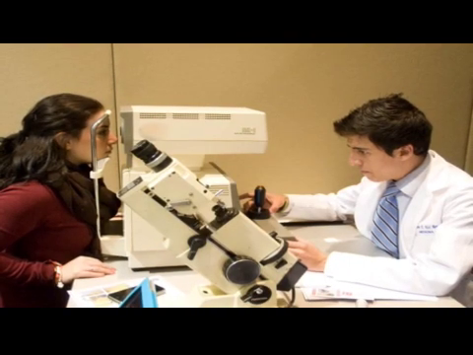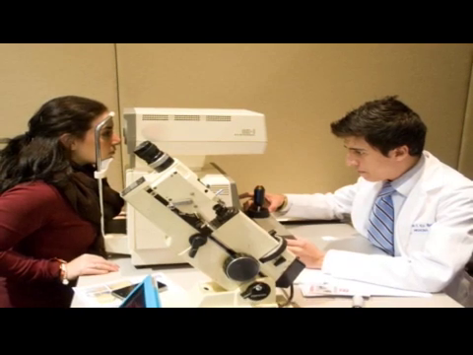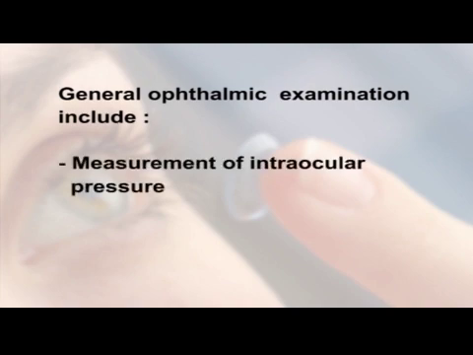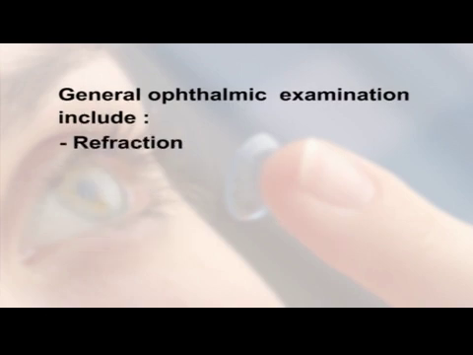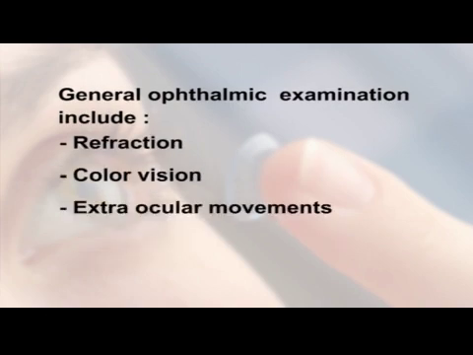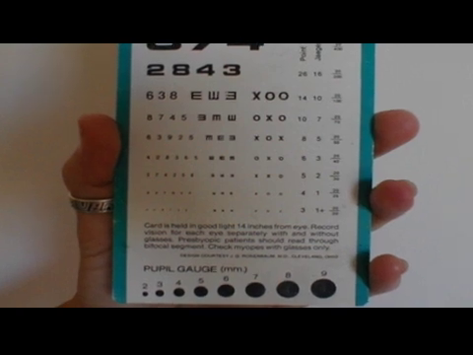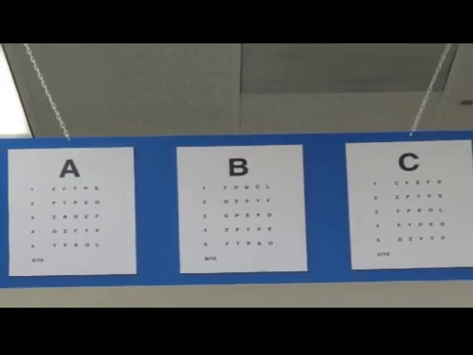Diagnosis of hyperopia is usually done by a comprehensive examination of the eye after dilatation. General ophthalmic examination includes measurement of intraocular pressure, visual acuity for distance and near, refraction, color vision, extraocular movements, slit lamp examination and fundus evaluation. Far-sighted persons struggle in reading the chart for near vision, but find it easy to read the chart for distance. There is no universal approach to the treatment of hyperopia.